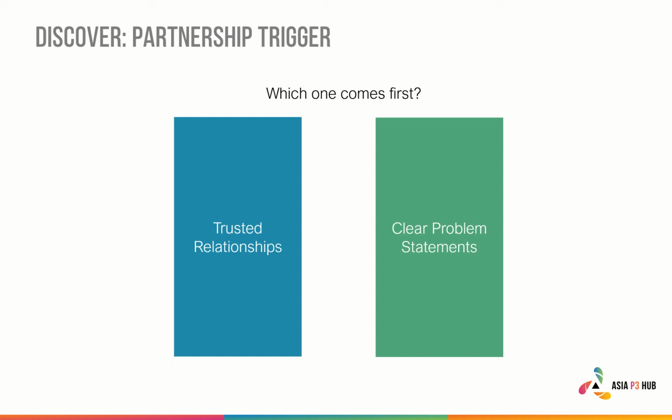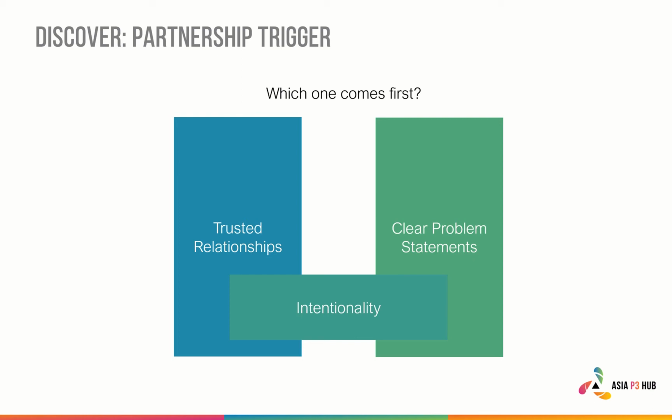We often ask, which one do you think comes first? Trusted relationships or clear problem statements? From our experience, it can start with either one. The more important driver is intentionality. There should be a genuine intent to partner for the partnership to happen.